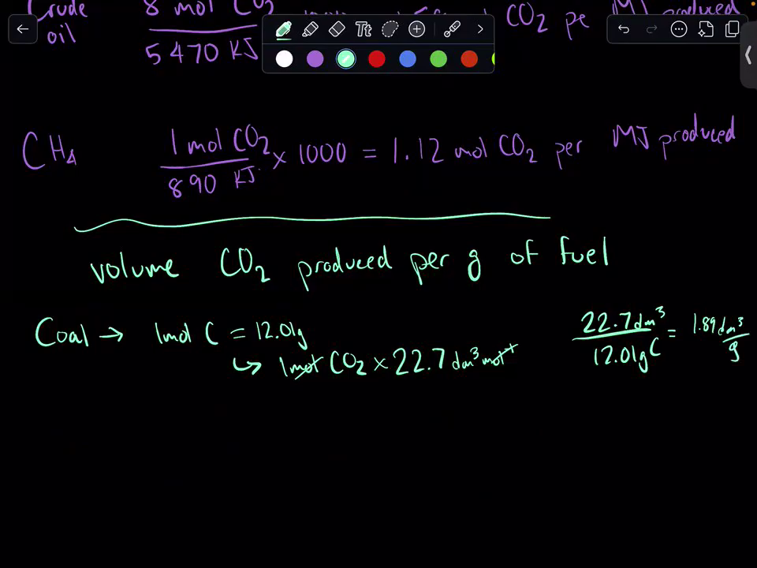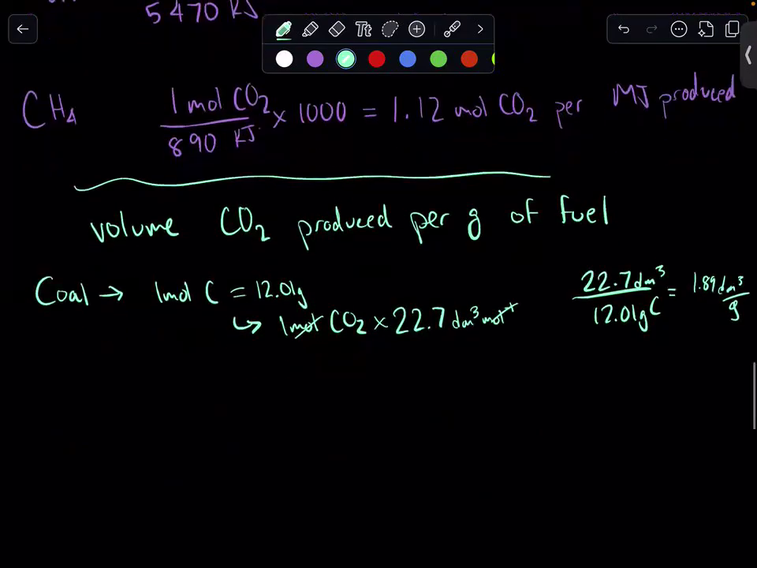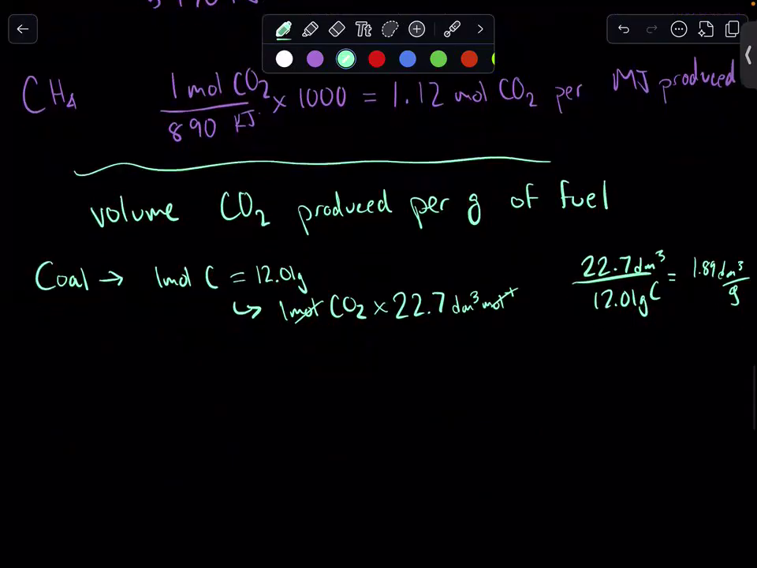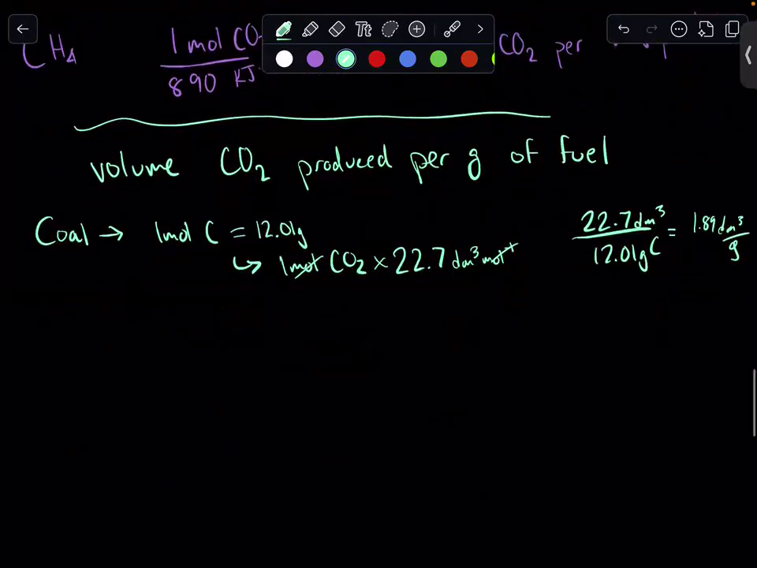So that seems like quite a little bit, actually. That's only like 1.89 liters, so almost 2 liters of carbon dioxide per gram of carbon we burn. When you say it like that, it actually sounds like a lot more, and it kind of is. So let's now look at crude oil.